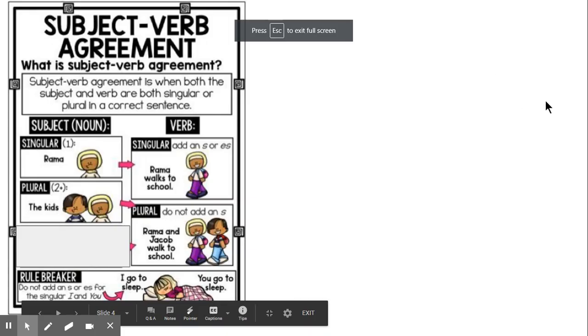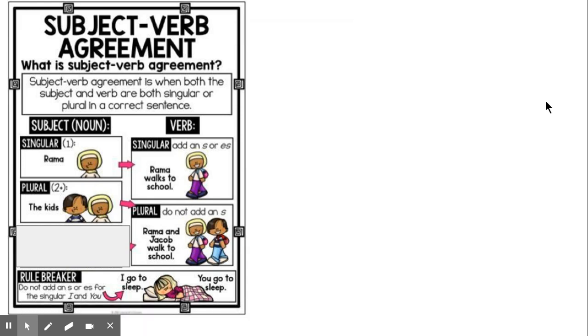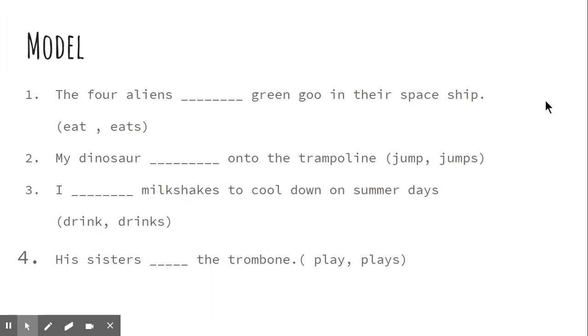So, like the video said, when we think about subject and verb agreement, we've got to think about, is the subject singular or is it plural? And when it's singular, we add an S or ES to the verb. When it's plural, we do not add an S to the verb. Plural means more than one, singular means one. The rule breaker is when we see I or you, we don't add S or ES. So let's do some practice.